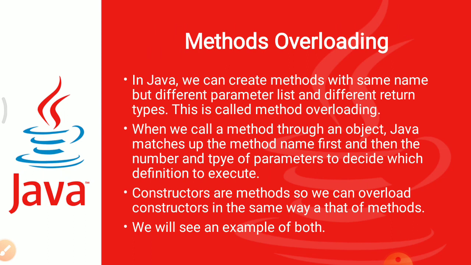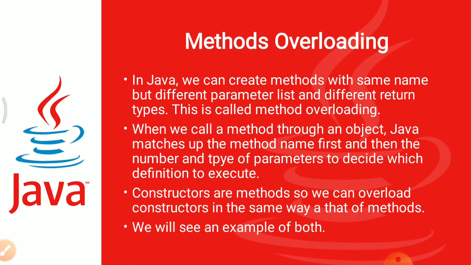When we call a method through an object, Java matches up the method name first and then the number and type of parameters to decide which definition to execute. Constructors are like methods, so we can overload a constructor in the same way as a method. We will see an example.